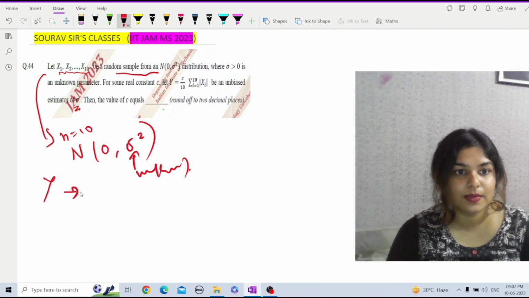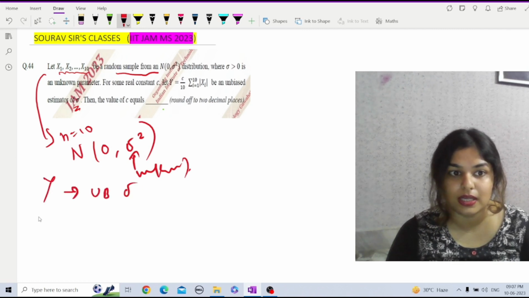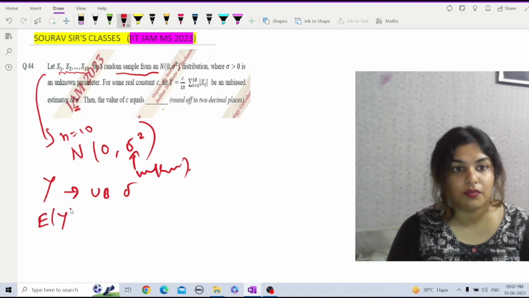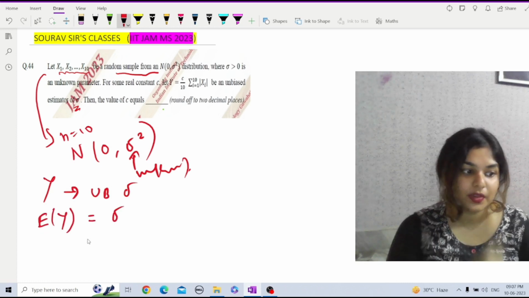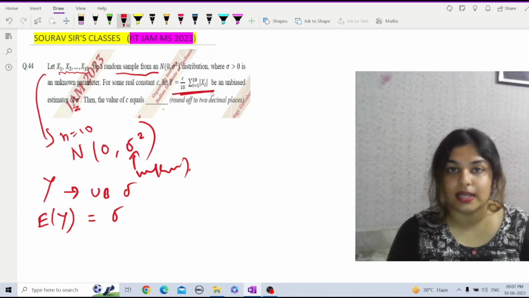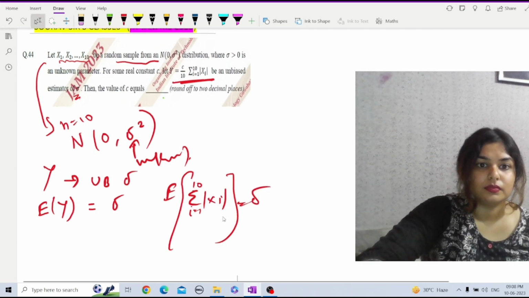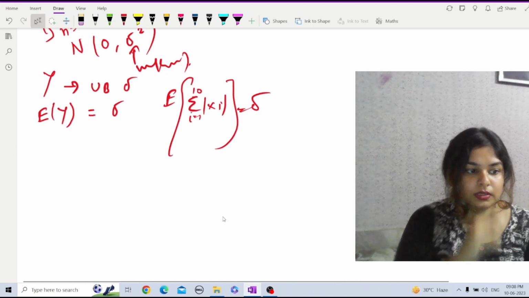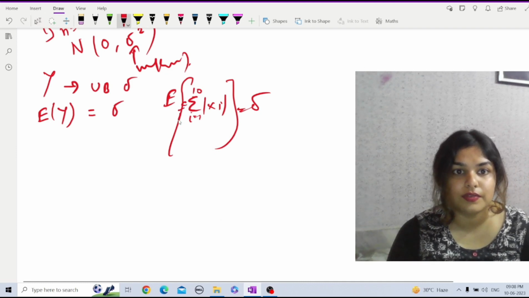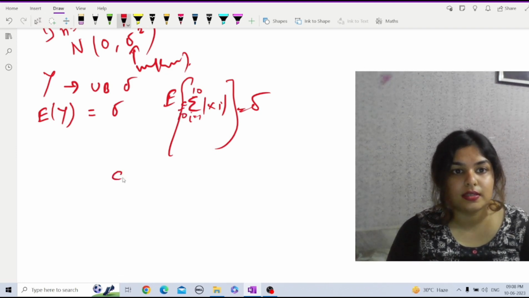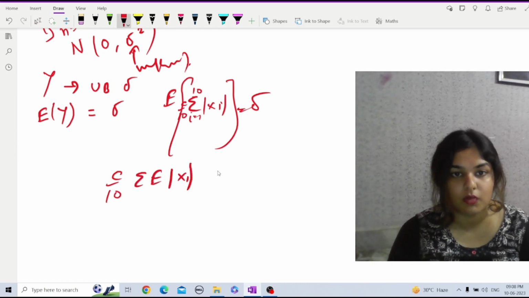So y is basically an unbiased estimator of sigma. That means if we use the formula, E of y should be equal to sigma, right? Now what is y? Y is this, that is given. So let us write down E of summation i equals 1 to 10 of mod of xi, so this should be equal to sigma. Now we have c by 10 also here, right? So obviously let's take the constant outside. So summation of expectation of mod x is equal to sigma.